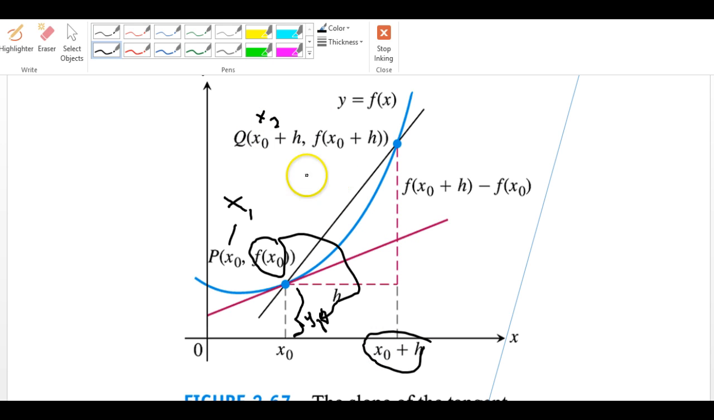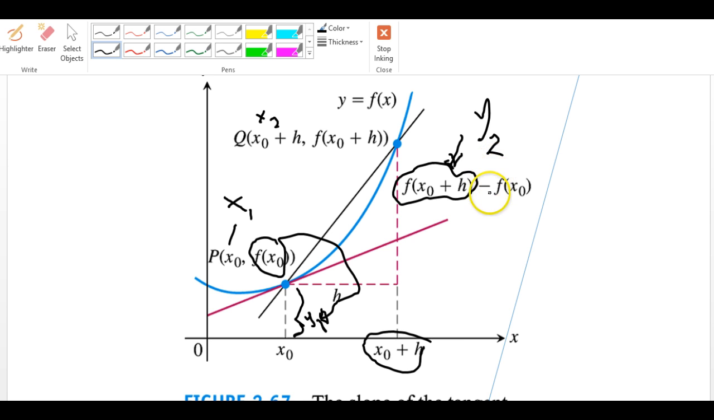And how do you find y2? What you do is you go to this nearby point. If the x coordinate is x0 plus h, then how do you find the y coordinate? You just plug that into the function. So f is a function, and when you plug in x0 plus h, you get this, which is our y2.